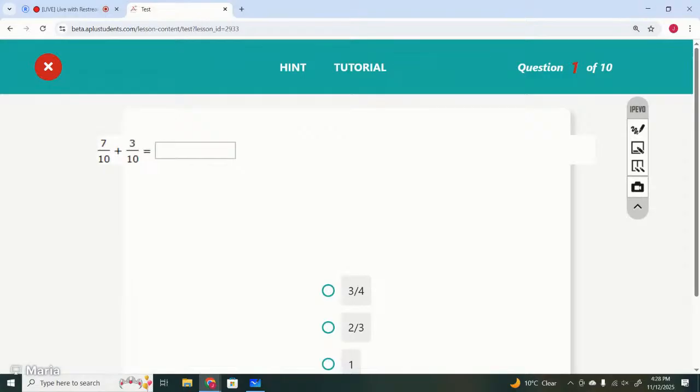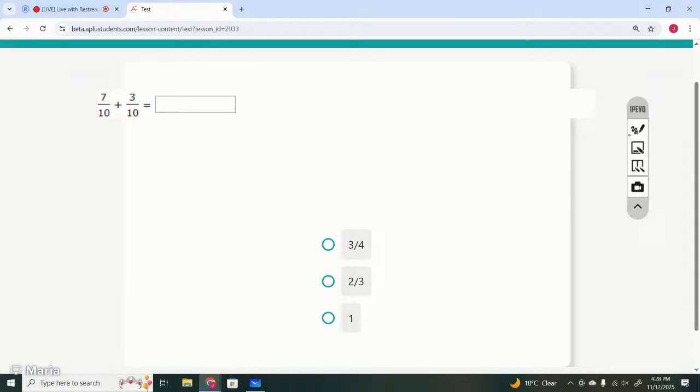7 by 10 plus 3 by 10. So both the fractions have the same denominator, just add their numerators. So 7 plus 3 is 10, and 10 divided by 10 is exactly 1. Option number 3 is the correct option.